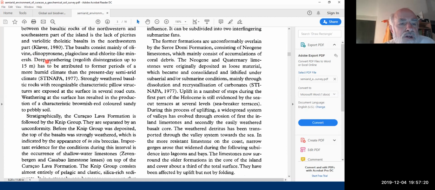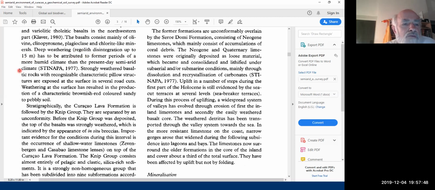Deep, and this is interesting here, deep weathering. Okay, regolith, that's what geologists refer to, that's breaking up the rocks. Regolith is like what is on the moon, all little fragments of stones. But it's down to 15 meters, there's weathering. So this is saying that there's deep weathering on Curaçao. And they say that this has to have happened when the climate was much more humid. So there was a time, I don't know when, but a long time ago, maybe thousands, hundreds of thousands of years, when it was a humid climate. And the rainfall promoted weathering way down into these lava rocks.